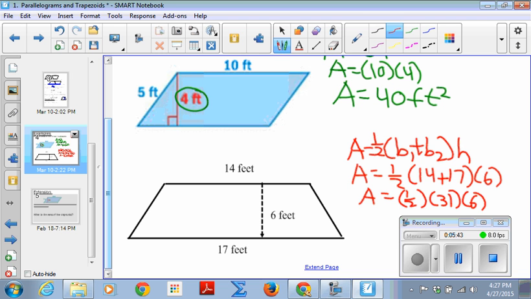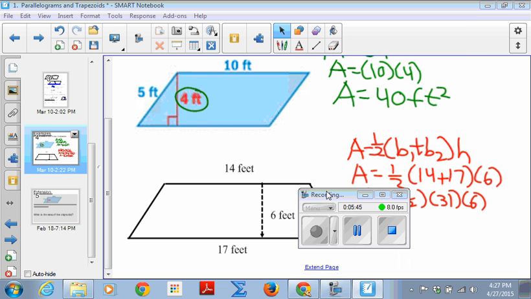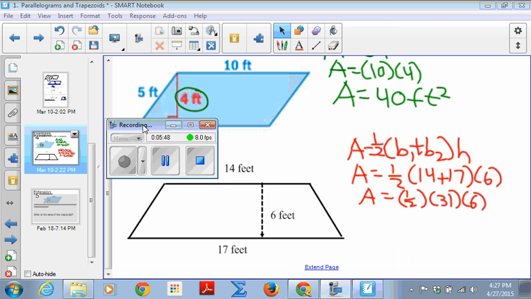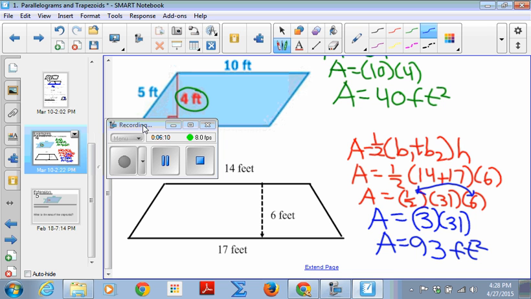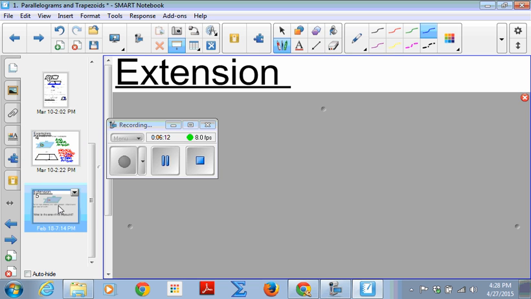So we've got 1/2 times 31 times 6. What's nice with multiplication, boys and girls, is we can do it in any order we want. We know that. So I'm going to start by taking half of 6. So the area is going to equal 3 times 31. Again, let's multiply these two together first, because it's nice and easy to do mentally. Then 3 times 31 is 93. So we've got 93 square feet. So, chugging and plugging using our formulas.